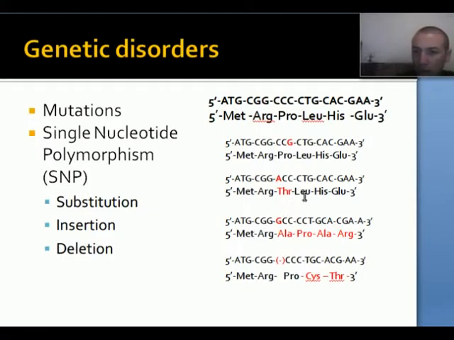So everything else is okay. So this is what a substitution polymorphism is about. Could be synonym or not synonym.